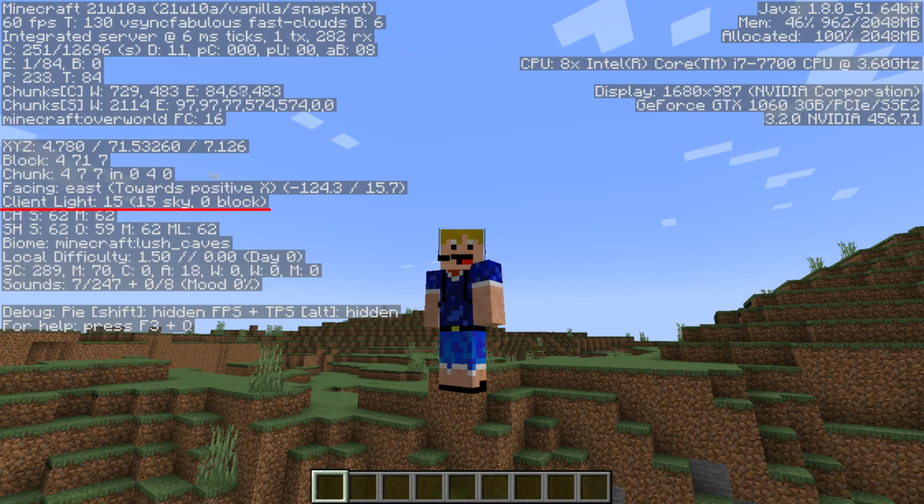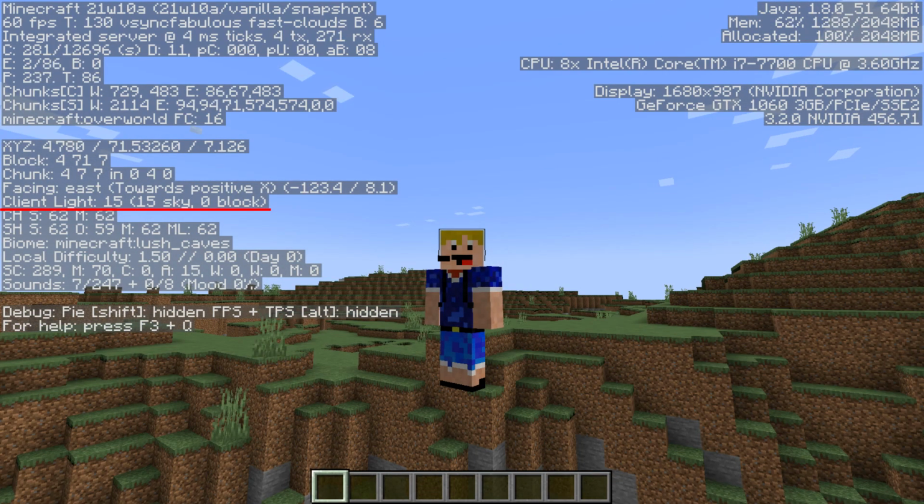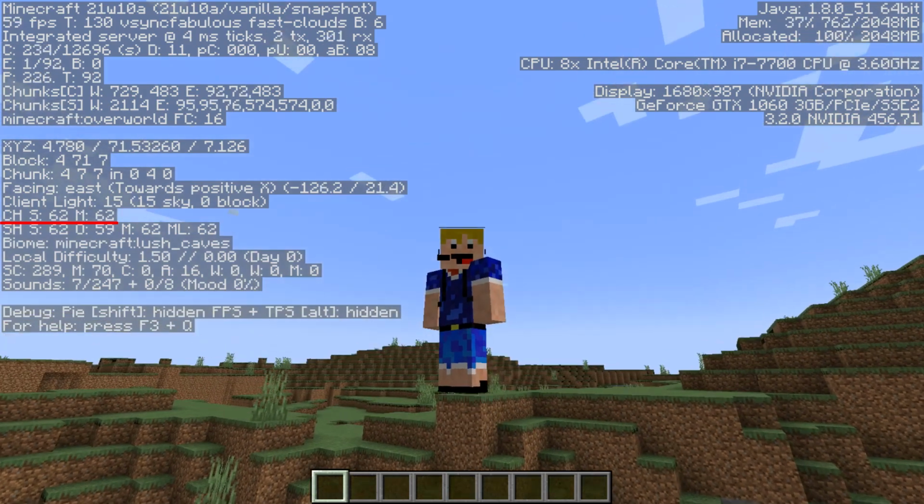Next up is client light, and this shows the light value of the block where your feet are. So the first number is the total light level, the second number is the light from the sky, and the third number is the light from any other blocks like torches or glowstone and stuff like that. Next is CH, which is the Y coordinate of the highest block that exists at my current X and Z coordinates. And so this is client side, and the first one, S, is the Y coordinate of the highest non-air block on the XZ coordinates.